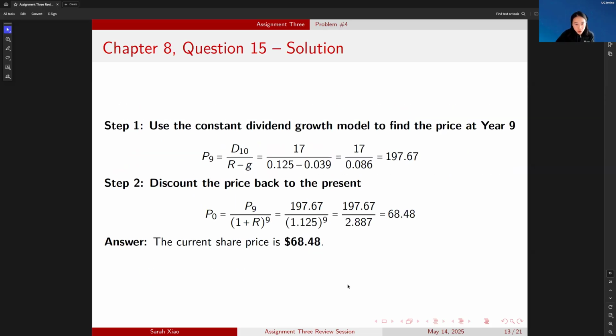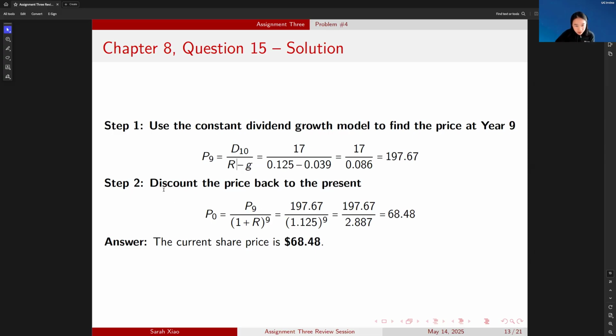All right. First of all, we use the constant dividend growth model to find the price at year 9. So we plug in the value for the dividend in year 10 and divide it by the required return minus the dividend growth rate. So the price at year 9 should be about $197.